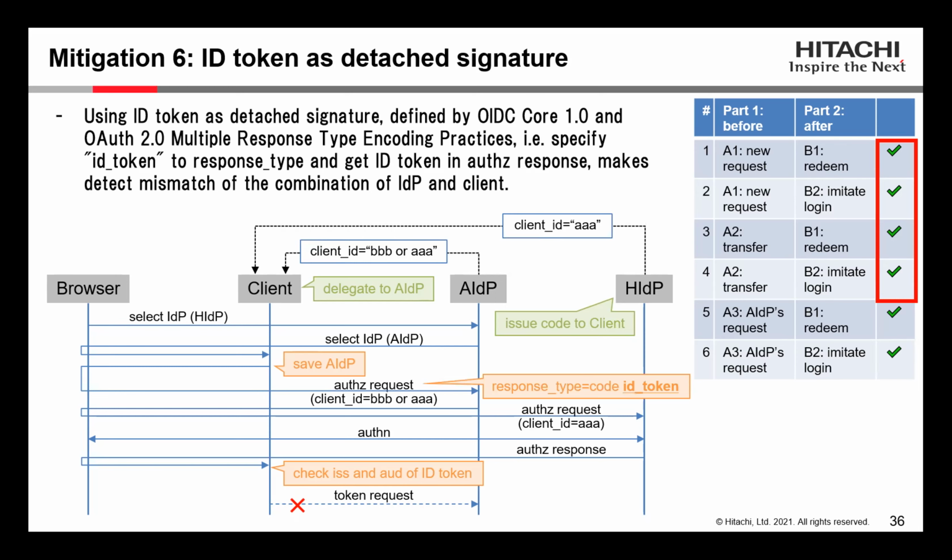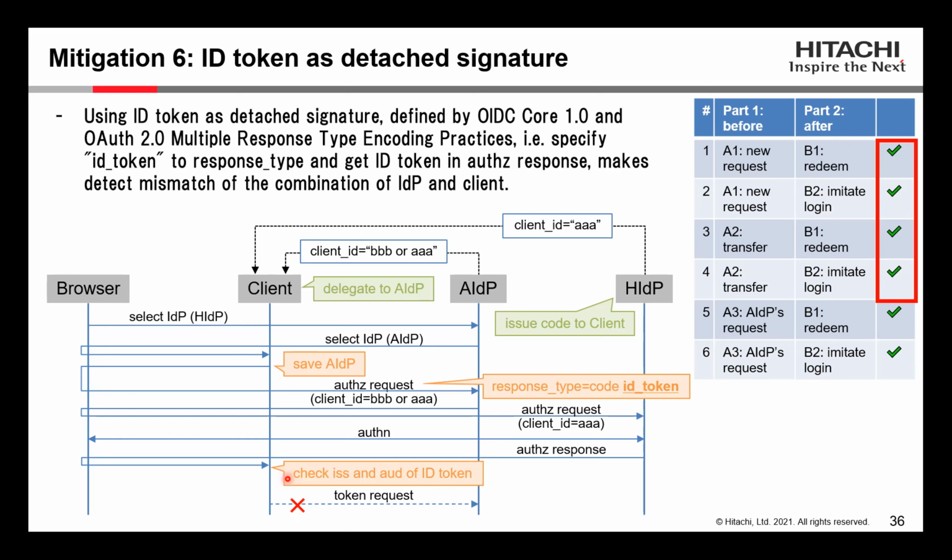Mitigation 6 is using an ID token as a detached signature. This is defined by OpenID Connect Core 1.0 and OAuth 2.0 multiple response type encoding practices. When the client sends an authorization request, it specifies id_token in the response type parameter. Then HIDP sends an ID token in the authorization response. The ID token includes the ISS claim and AUD claim. So using these claims, the client detects the attack in the same way as mitigation 5.